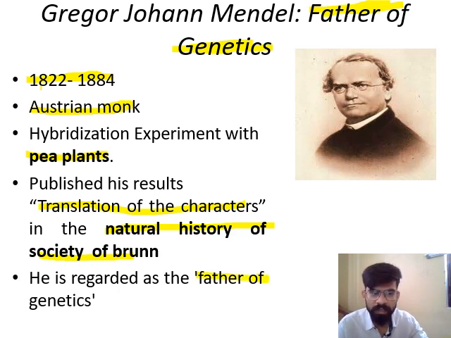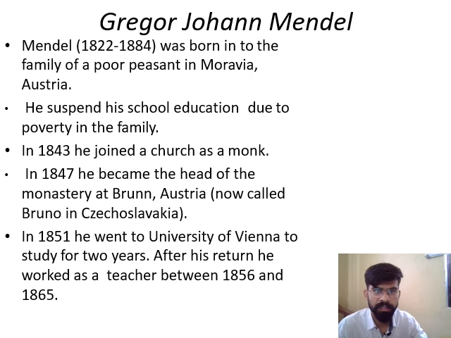These are some basic points about Mendel's work. Mendel was born in a family of poor peasants in Austria. He suspended his school education due to poverty in the family. In 1843, he joined a church. In 1847, he became the head of the church. In 1851, he further continued study at the University of Vienna, and he studied for about two years. After his return, he served as a teacher.